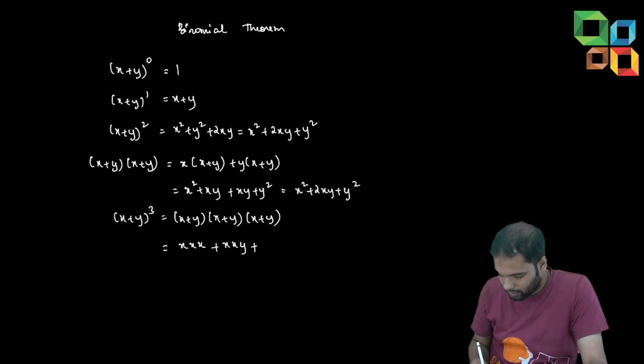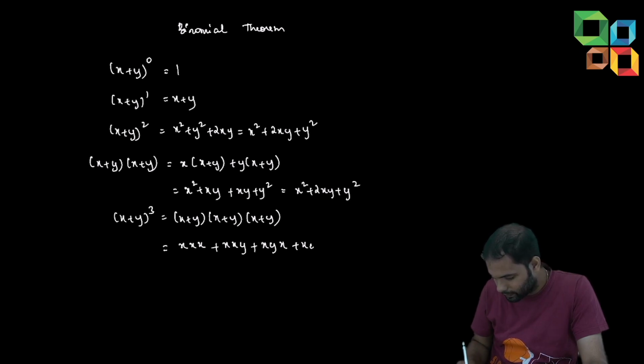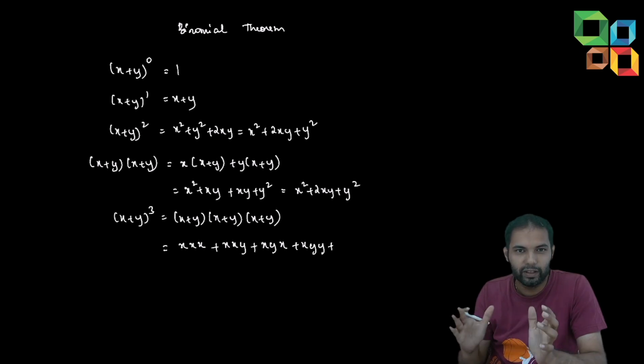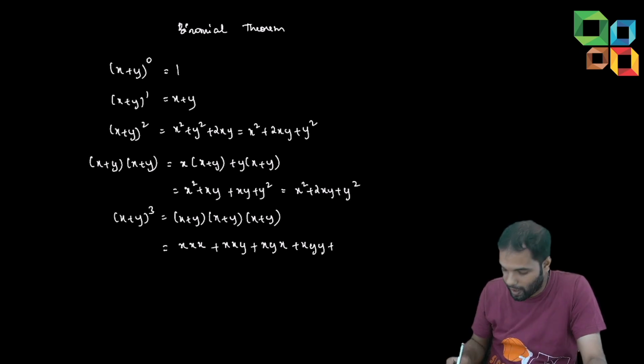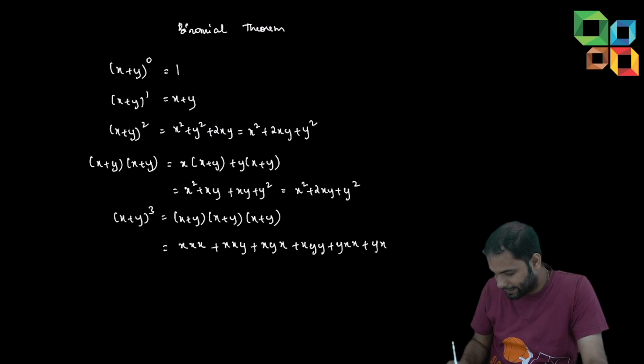Now, x and y now. So x, y, and x. Then x, y, and y. We're done with, we're getting only four terms from x. So now four terms from y. So it will be y, x, and x, y, x, and y, y, and x, y, y.